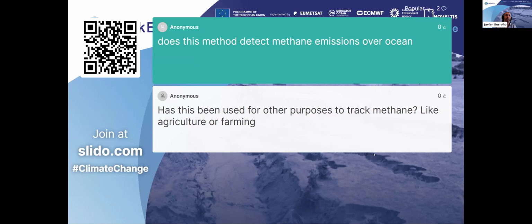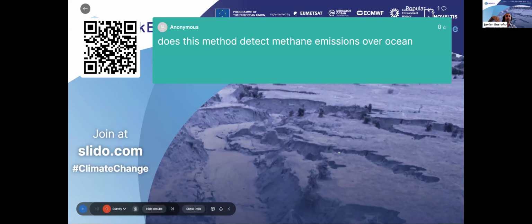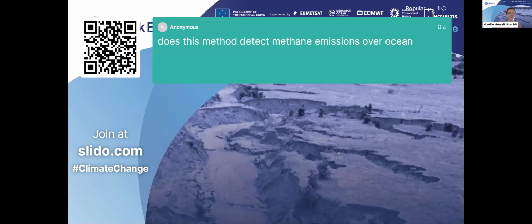The difference between the ocean and the land is that in the ocean you've got a surface which is very dark, and the best way to find out is to go into a mirror-like configuration, where you will find the sun glint. Sorry, I couldn't find the word. If you go into the sun glint configuration, you will find a lot of radiance, and that's where you will be revealing the methane.